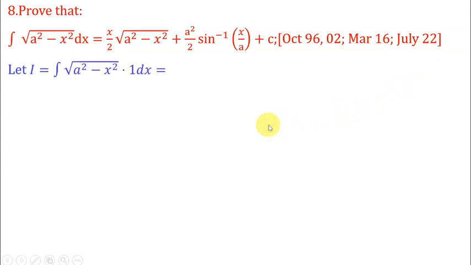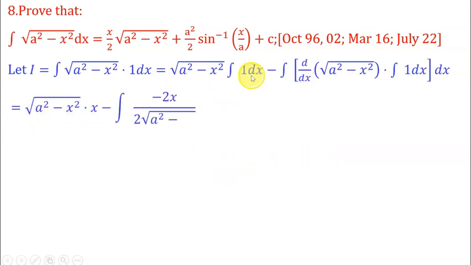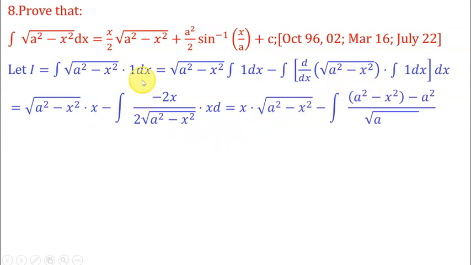Again here we solve this example with the help of integration by parts. What is the first function here? Root of a square minus x square. The second function is 1 here. Therefore, by parts: first function into integral of the second, minus integral of derivative of the first into integral of the second, bracket complete, into dx. Therefore, root of a square minus x square, integral of 1 is x, minus derivative of root of a square minus x square, which is 1 upon 2 root of a square minus x square, into derivative of a square minus x square, which is minus 2x. Integral of 1 is x, so x into x, and the 2 will get cancelled.